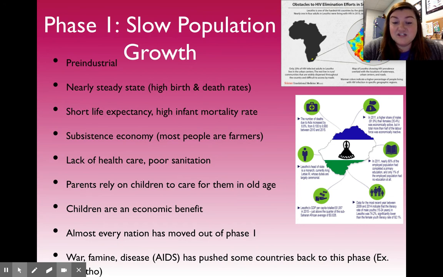Almost every nation at this point has moved out of phase 1. Just about every country in the world now is out of phase 1, which is very good. However, war, famine, disease, especially AIDS, the AIDS epidemic was hard and pushed a lot of countries back into phase 1. It has pushed some countries back to phase 1.